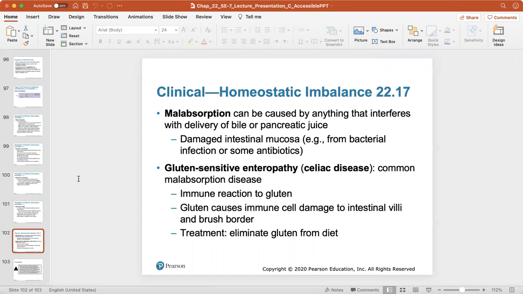So again, this is chapter 22. There's a lot of information in chapter 22. I covered some of the physiological processes of digestion and absorption. You guys are responsible for all the information within the PowerPoints, but I wanted our video to highlight some of the things that I want you guys to focus on.